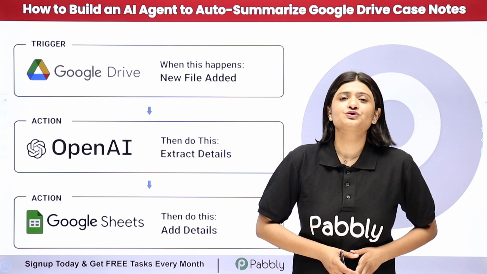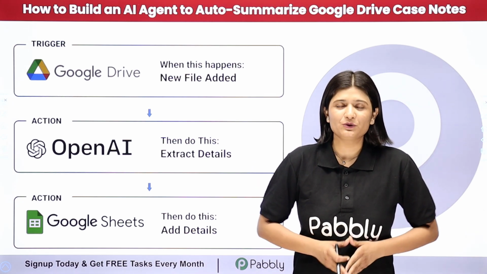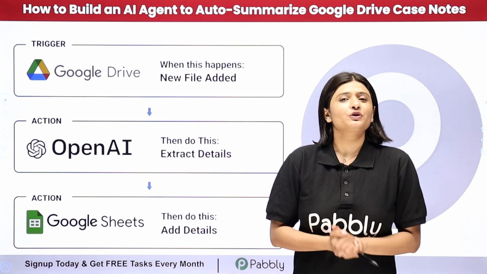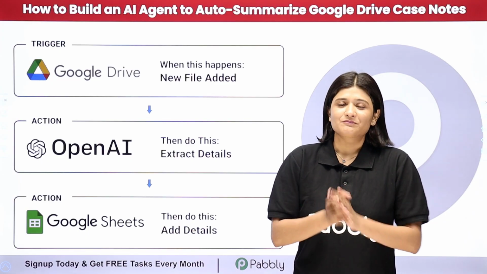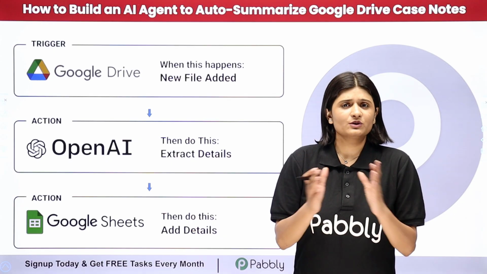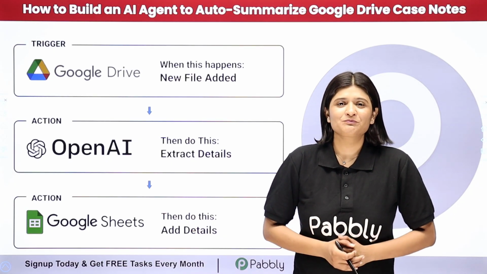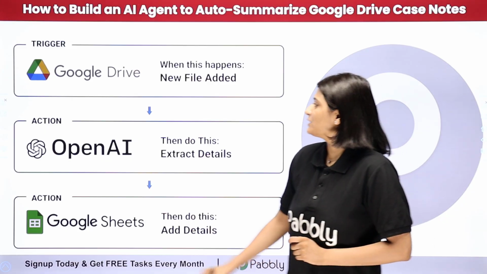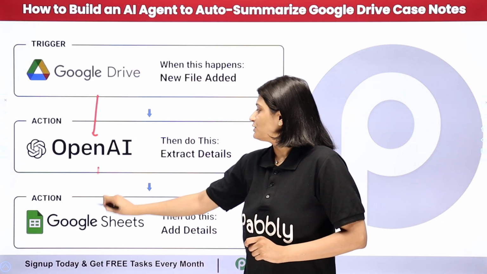Doing this manually will consume a lot of time, so I'm going to completely automate this process. And to do this automation, I'm going to use Pabbly Connect. Pabbly Connect is an amazing automation and integration software which requires no coding or programming skills. Here I just need to build a connection between Google Drive, OpenAI and Google Sheets.